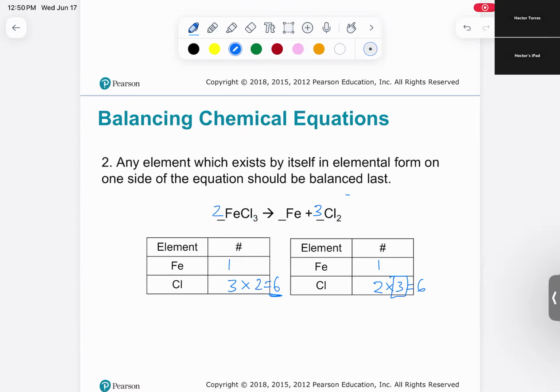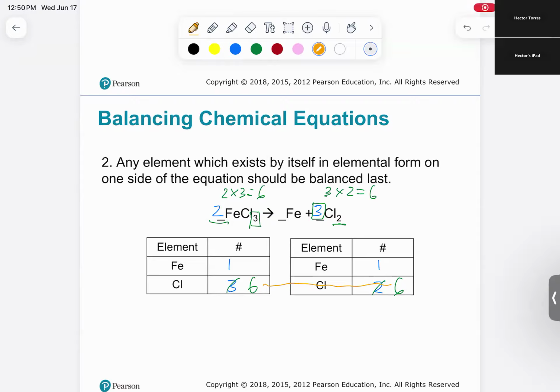Okay, so now let's double check our coefficients. Okay, that's how many I had before. So let's double check after I add the coefficients. So I don't have 3 and 2 anymore. I have 3 times 2, oops, which is 6. So I have 6 over here. And over here, I also have a new value. So I have this 2 times 3, or 3 times 2, either way. So now I have 6 over here. So my chlorines are nice and balanced.